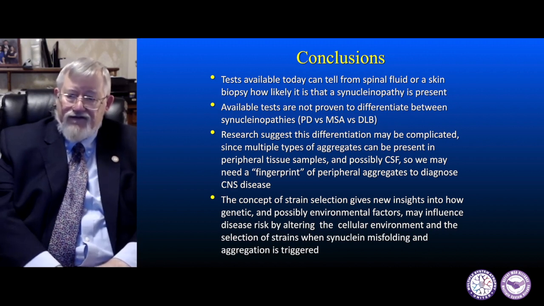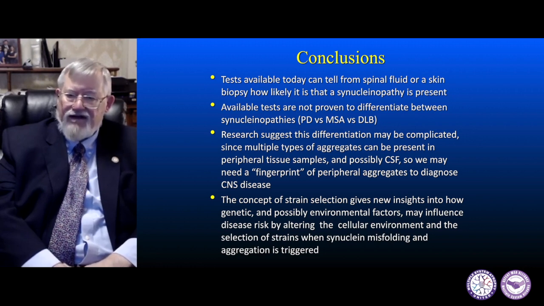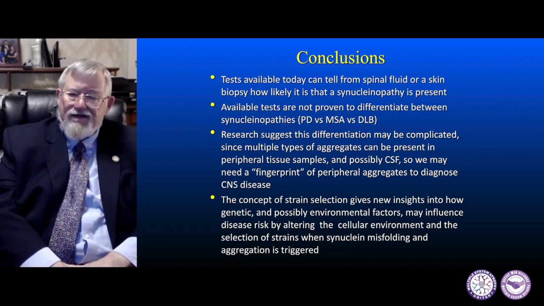The research suggests that this differentiation of the alpha-synuclein aggregates and strains may be complicated, since multiple types of aggregates can be present in peripheral tissue samples and possibly cerebrospinal fluid, so that we may need a fingerprint of the different peripheral aggregates in different cell types to diagnose a specific CNS disease represented by a cloud of misfolded aggregated alpha-synuclein present in the brain and throughout the body.